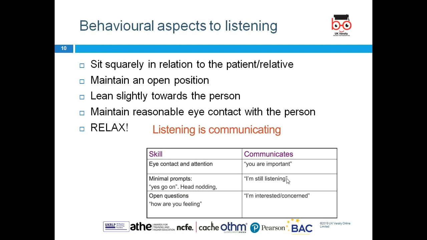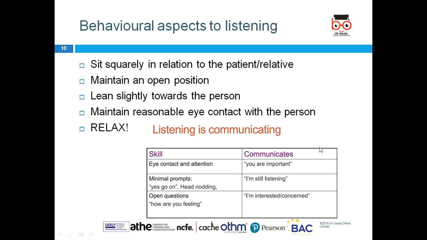We also have something called behavioral aspects to listening. So this is where you're sitting squarely in front of the patient. You're maintaining an open position. Like we said before, you've not got your arms or legs crossed. You're not crouching down. You're slightly leaning forwards. You've got reasonable eye contact, but you're not staring at them. You should blink. You should look away once in a while, and you're trying to relax.